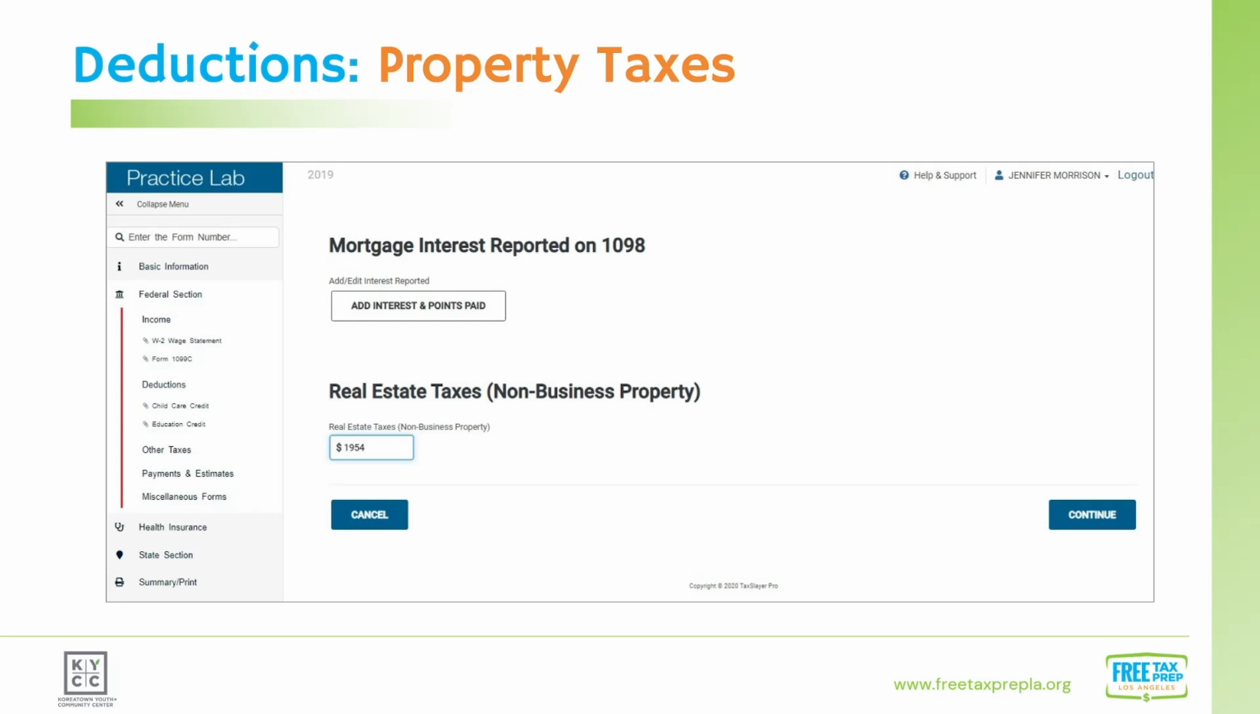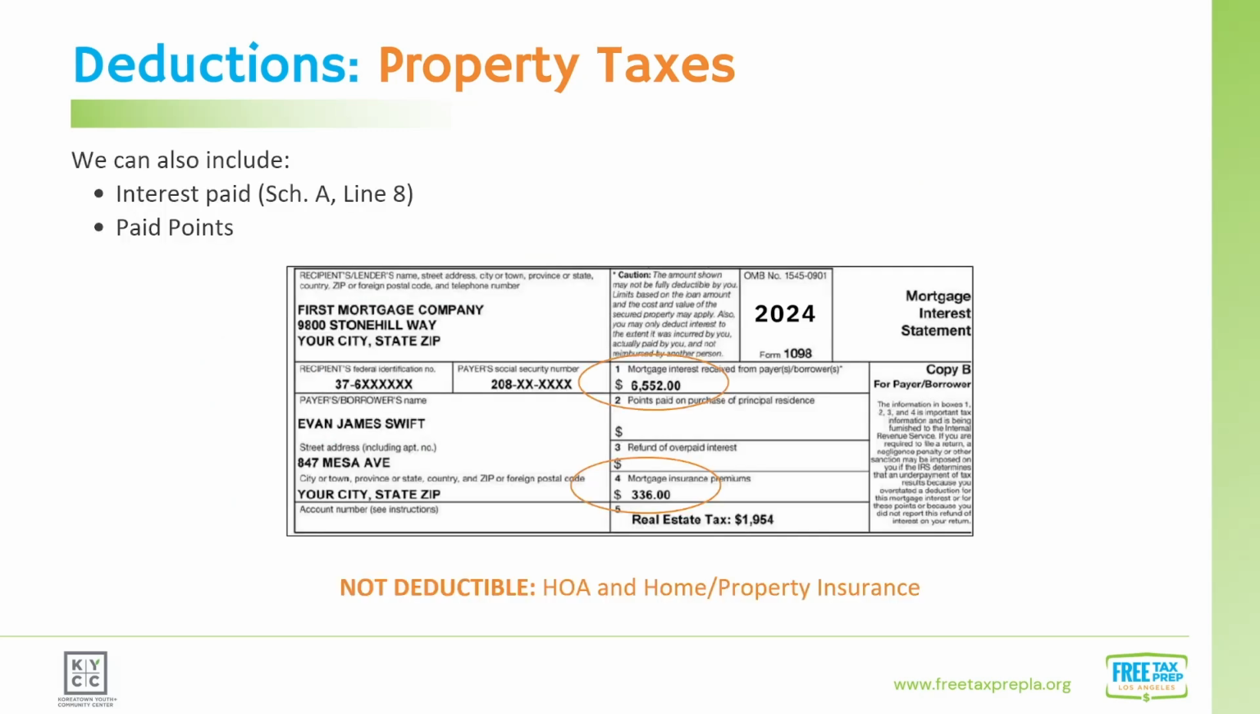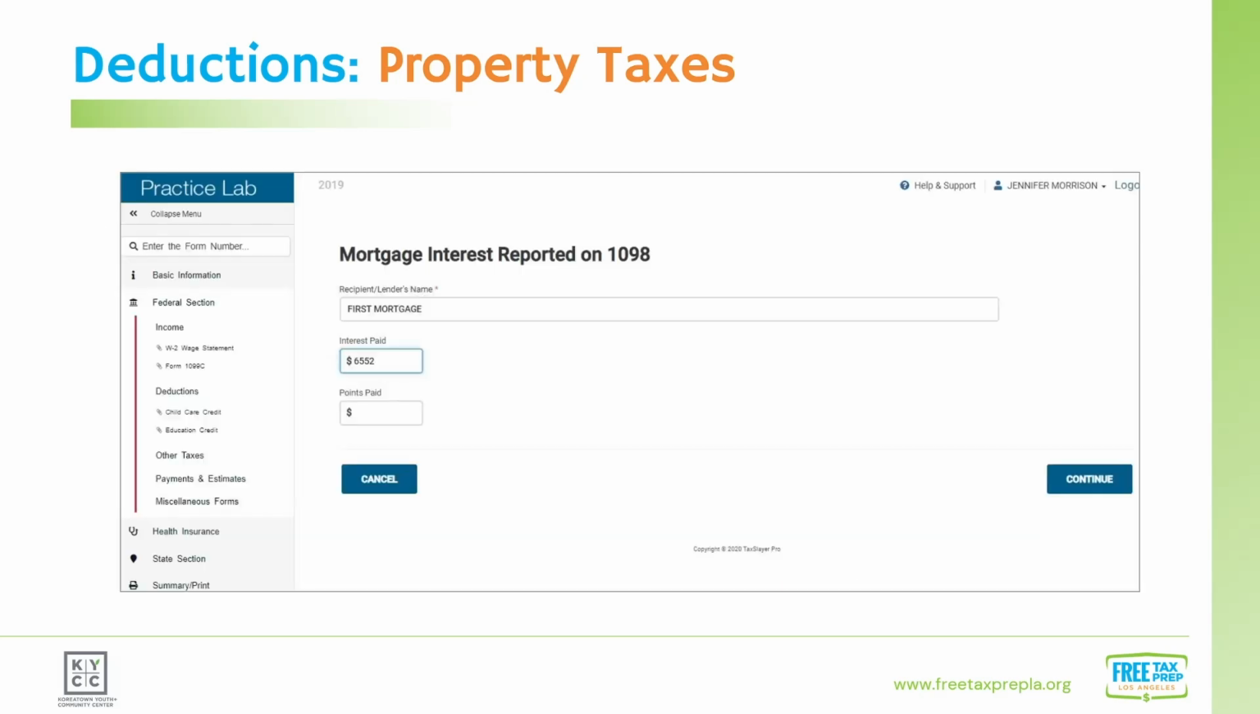And going back to the form, in this case, we had mortgage interest as well as mortgage insurance premiums that was paid. Not just that, we can also include interest that was paid as well as paid points. However, HOA fees and home and property insurance is not eligible to be considered a deduction. You'll be putting in the mortgage interest that was reported in the Form 1098, specifically the interest paid, as well as points paid here.